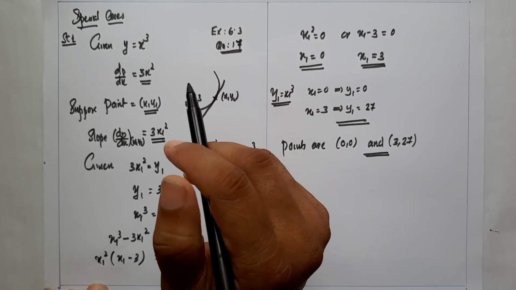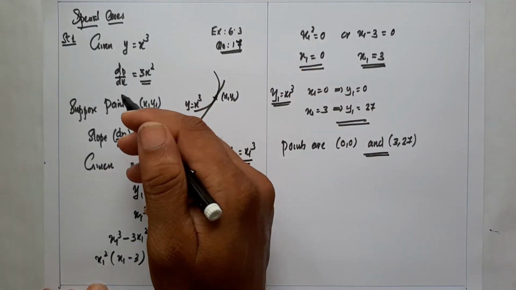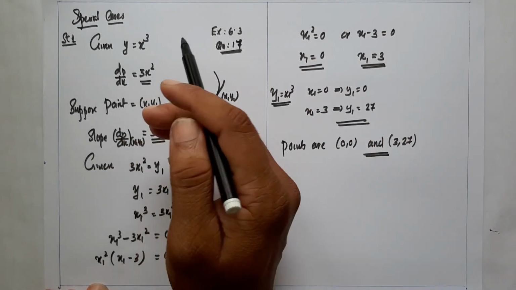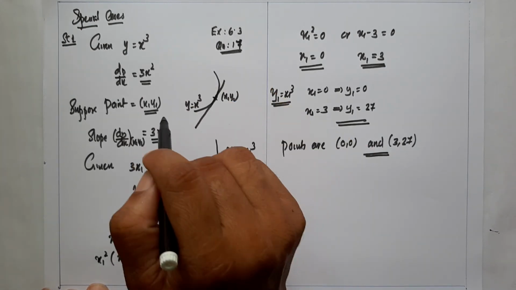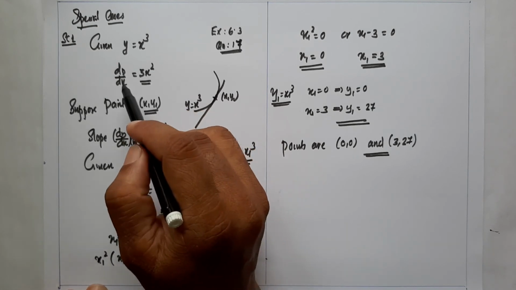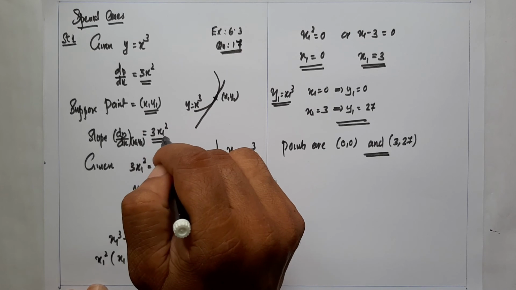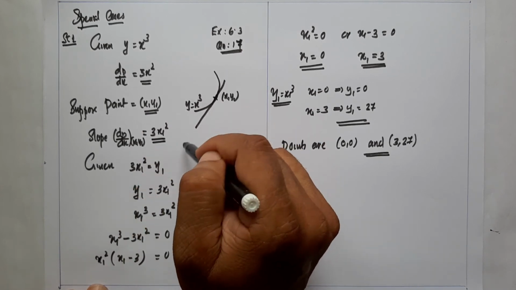We find x1, y1. You don't know what is x1, y1. Suppose that point is, you take x1, y1. First of all, we find slope, because the given condition is slope of the tangent is equal to the y coordinate. So finding slope of the tangent, first we find derivative, then we substitute x1, y1 to the derivative, we get answer 3x1 square. That is the slope of this tangent line.